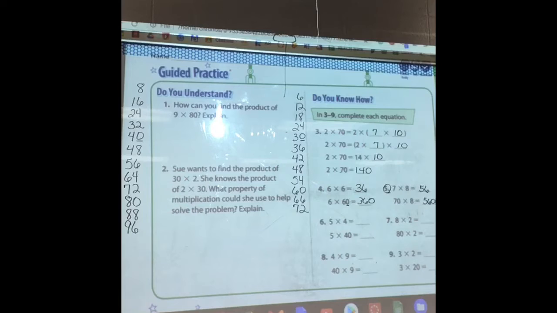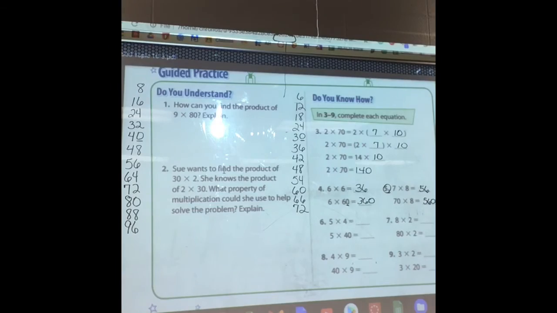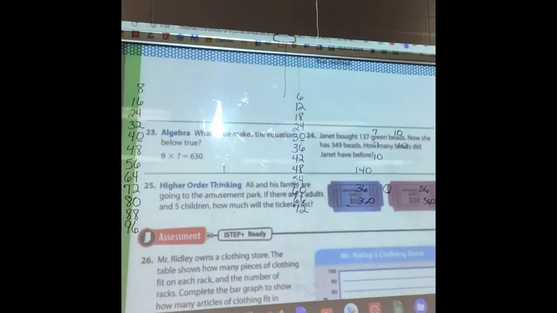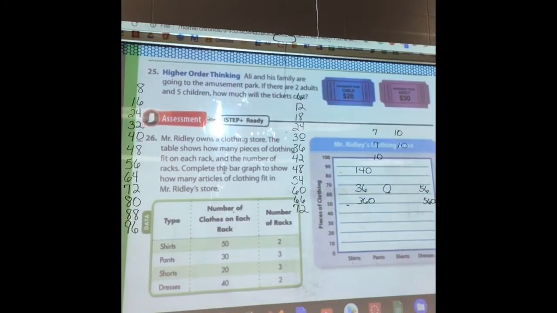The only difference is you may have some questions where it's a little more wordy. So I'm going to scroll down. You can flip to the back. We're going to do the graph paper back there and the ticket book. So we're going to do 25 and 26 on the back.